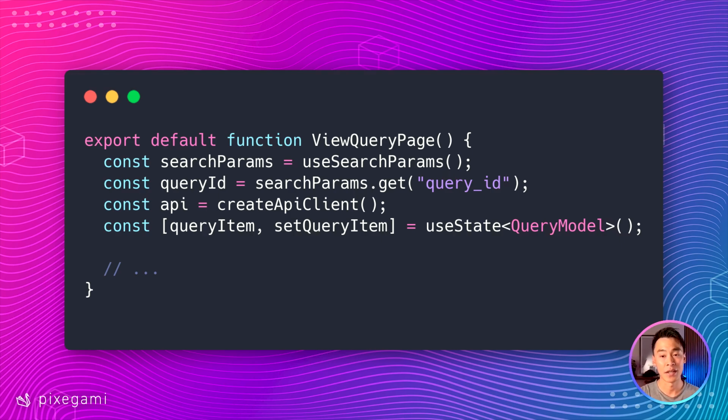Every time we set a new value for this hook using this setQueryItem function, the component will re-render. The idea is that we call the API to get the query for this query ID when we load up the page. And once we get that response, we set it into this query item state. That will cause the state to update, which will cause the page to re-render with the new information. And we'll have access to that information because at that point we've populated the item with the response.